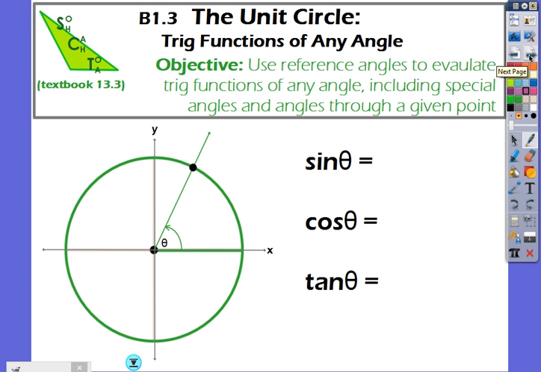We're going to try not to use our calculators at all for this lesson. The idea is we're going to be able to figure out trig functions of angles like 130 and things like that, things that we can't actually make a right triangle out of. So it'll be very exciting.